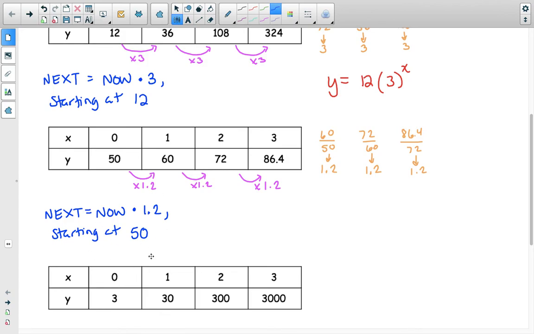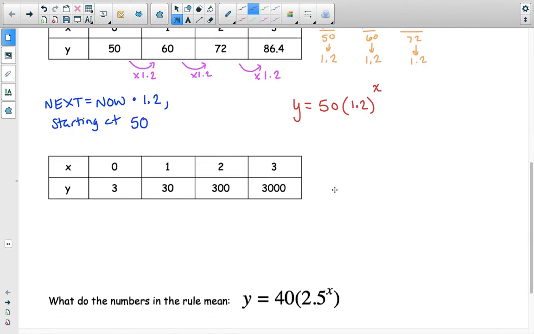Now that we have our next now, we can write our equation. Y equals, we need the a value, which is our starting value, so that was that 50, times our multiplicative or growth factor is 1 2/10, and then we raise that 1 2/10 to the exponent of x. This is our exponential growth equation. We have our now next to show how to get the next value in the table.